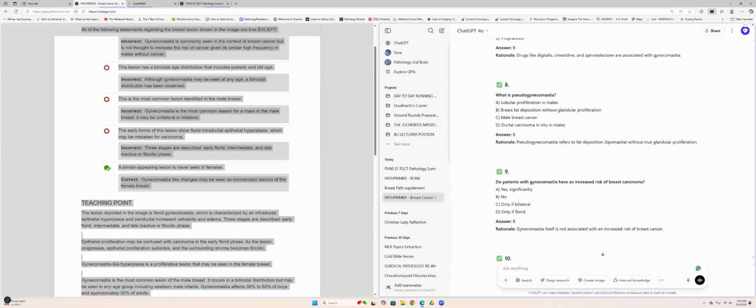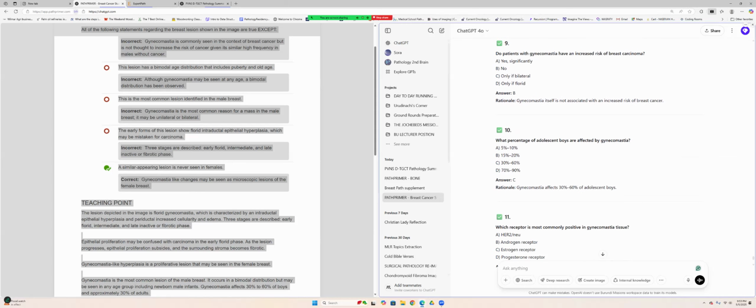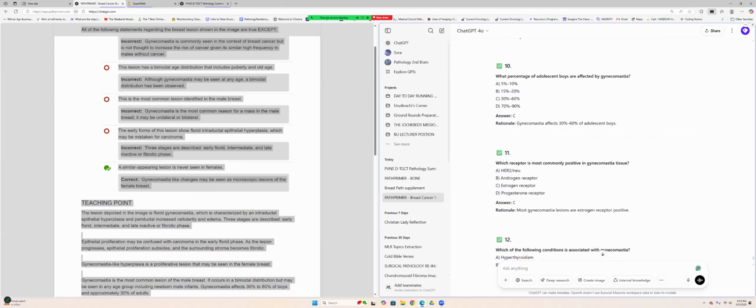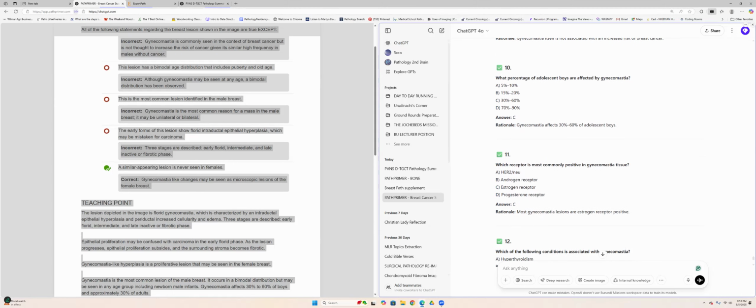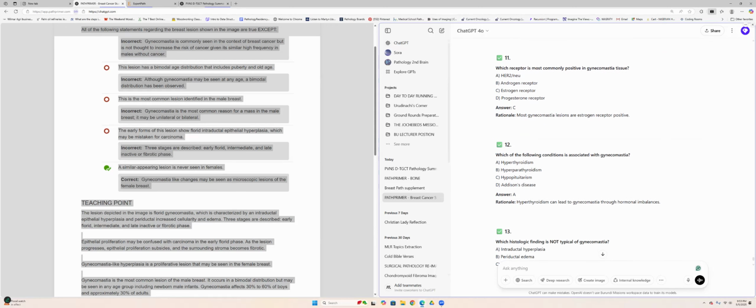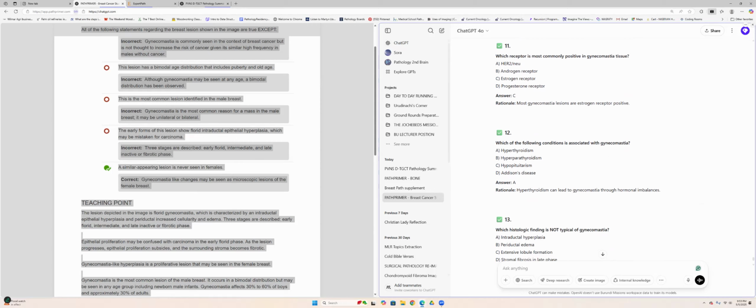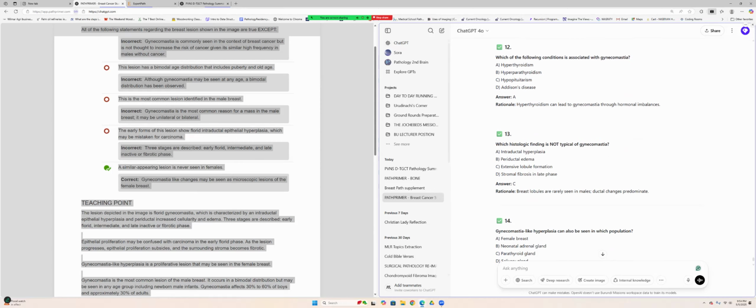What is pseudogynecomastia? Fat deposition without glandular proliferation. Lipomastia. Do patients with gynecomastia have increased risk of breast cancer? No. What percentage of adolescent boys are affected by gynecomastia? Thirty to 60. Which receptor is most commonly positive in gynecomastia? Estrogen. Which of the following conditions is associated with gynecomastia?